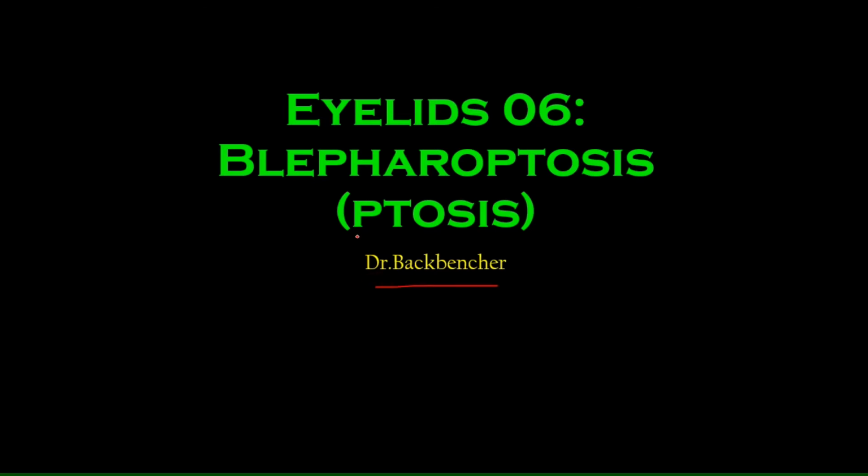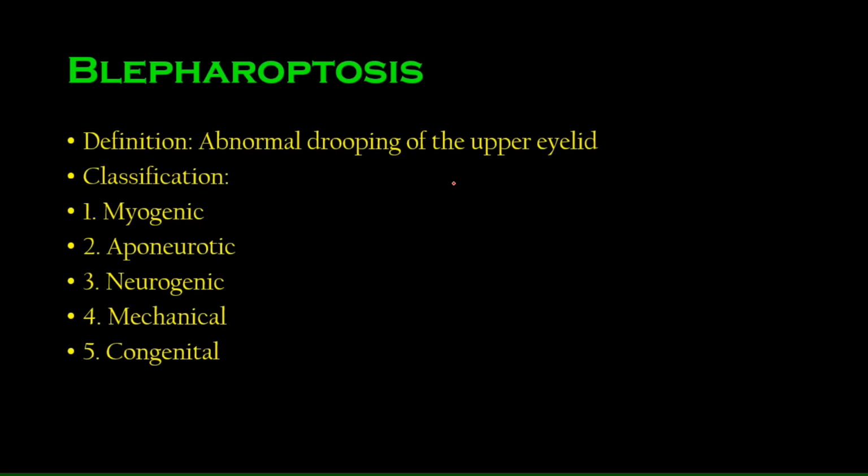Today we will be studying ptosis, right? Or blepharoptosis. I don't know how to say that. Let's just call it ptosis, right? Because it is commonly called ptosis. So ptosis is defined as the abnormal drooping of the eyelid, right?